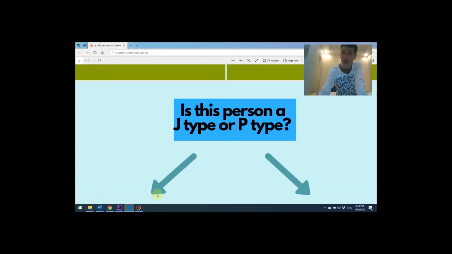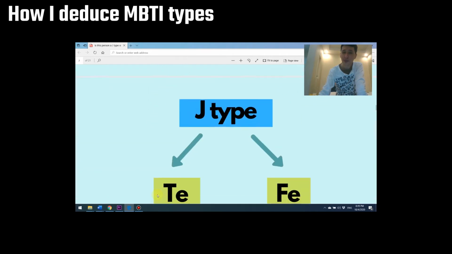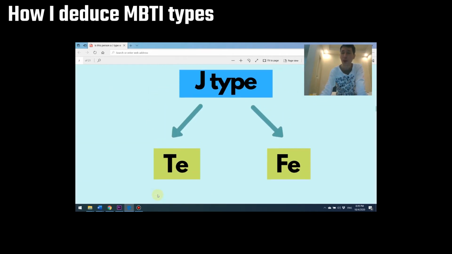After having asked this question of whether this person is a J-type or P-type, suppose I have decided this person is a J-type. I will now ask, does this person use TE or does this person use FE? Because if you are a J-type, you must have an extroverted function. So you must either have extroverted thinking or extroverted feeling.